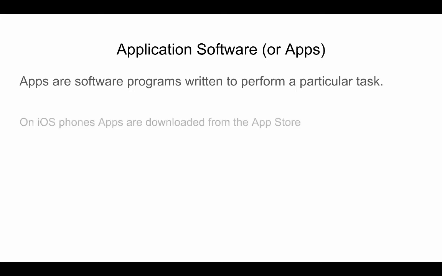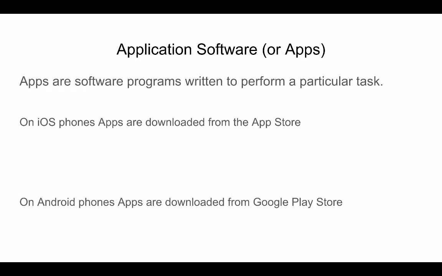And they're programs written to perform a particular task, so do something particular, whether it's playing a game, doing your email, doing Messenger, doing a video call, or listening to music. They perform a particular task. So on the iOS phones or Apple phones, the apps are downloaded from what they call the App Store, and on Android phones, they're downloaded from the Google Play Store.